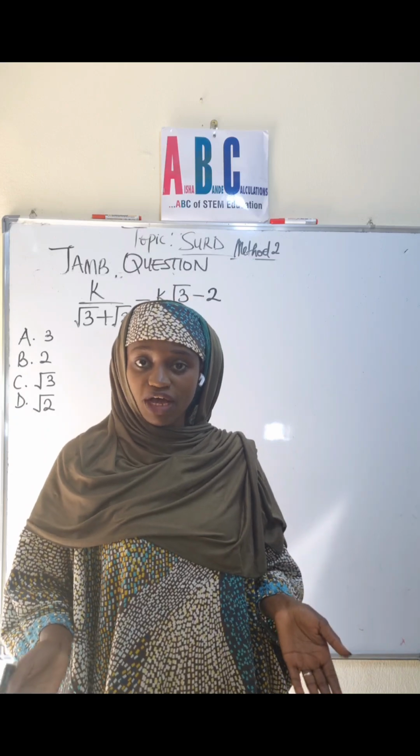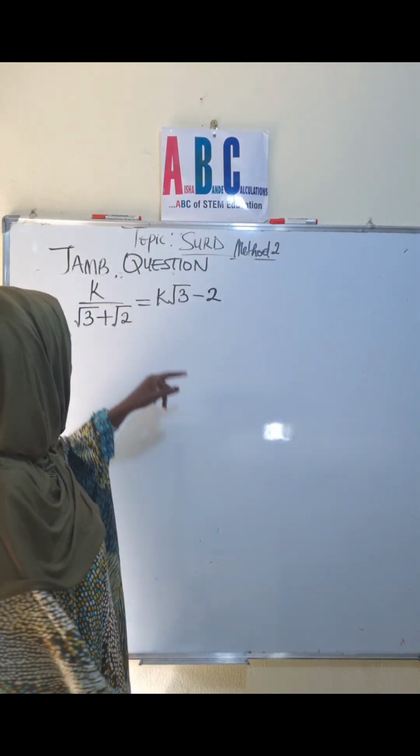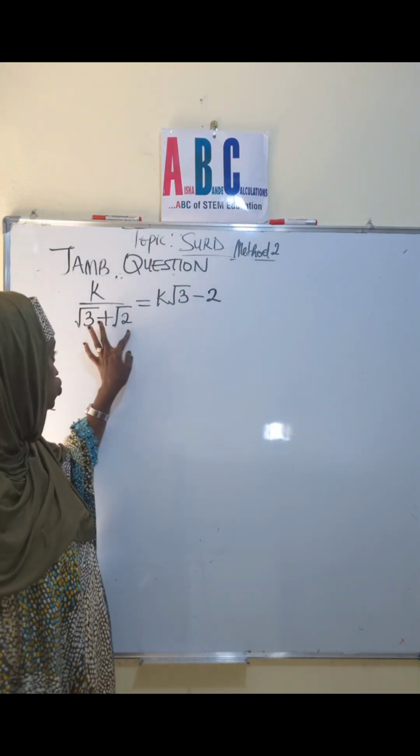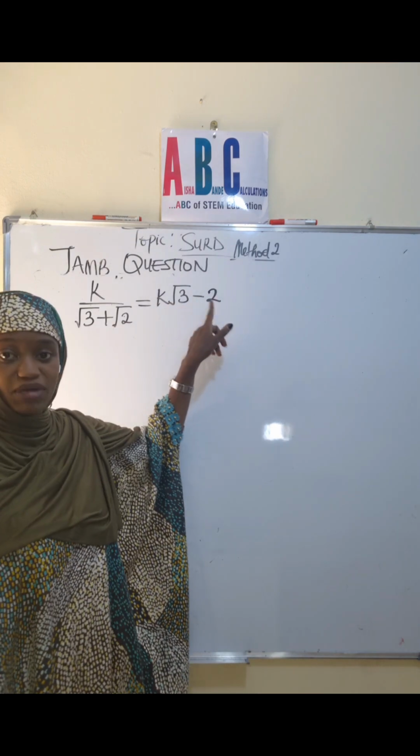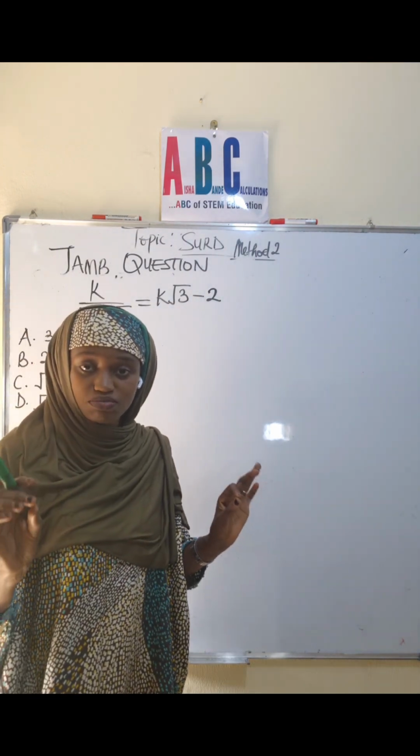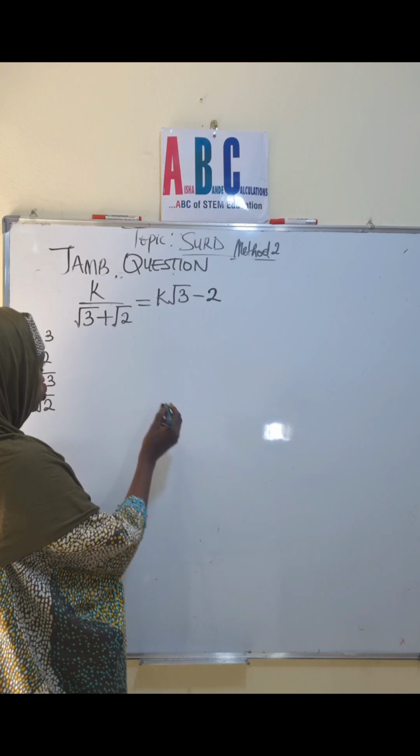You're writing JAMB and you come across a question in mathematics which says k over root 3 plus root 2 is equal to k root 3 minus 2. This is a shortcut method on how to go about this. What do you do first?